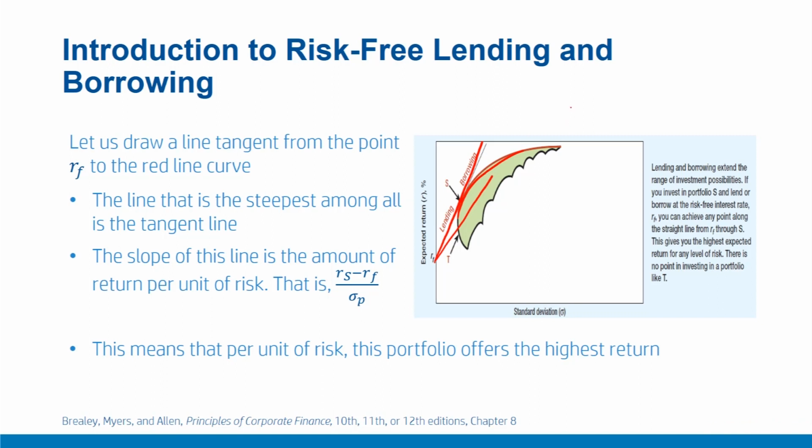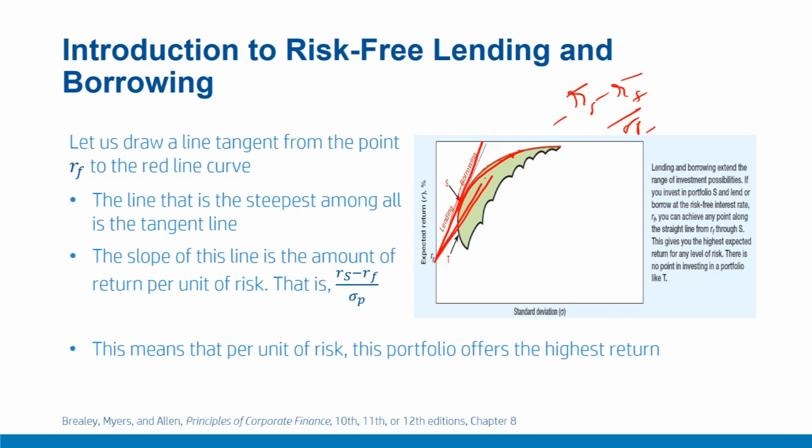The slope of this line can be easily defined as RS minus RF upon sigma P, where RS is the expected return on security S, RF is the return on risk-free instrument, and sigma P is the risk of the portfolio, that is S. Now, given the fact that this slope is the highest, this is the steepest line, we can easily say that this line or this position S offers maximum expected return for a given level of risk, and that is true for all the points on this line, that they offer for a given level of risk highest amount of return possible as compared to any other point on this efficient frontier.